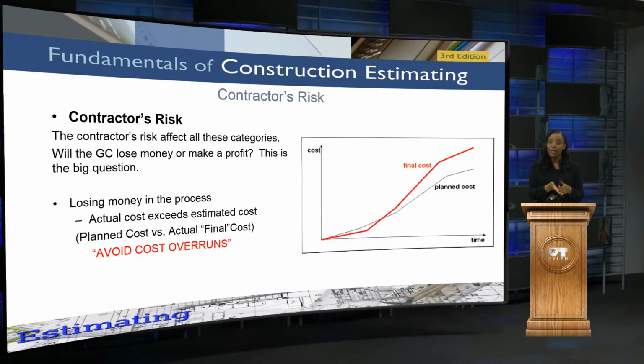Now, depending upon the contract type, remember we've talked about unit price, lump sum, guaranteed maximum price, cost plus a fee, puts you either at a more risk or less risk. And we've already kind of talked about the difference between the various risks that you might have with those contract types. But at the end of the day, losing money in the process is really not what we want to do, okay? We want to try our best to stay as close as we possibly can to our planned cost.